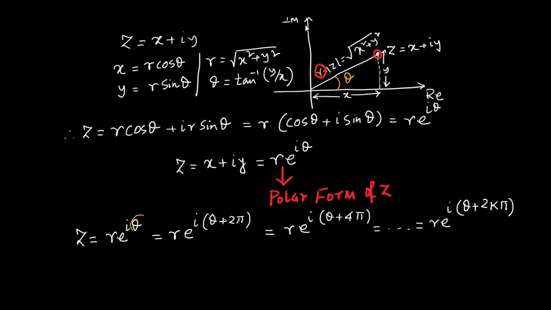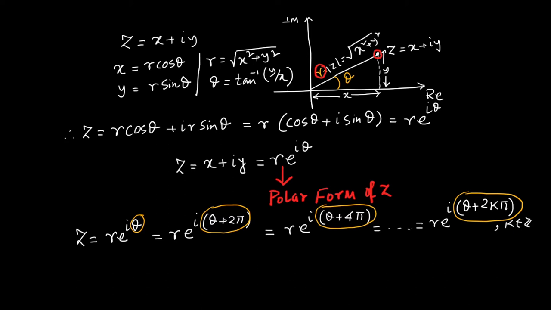So for this complex number z, this angle theta can be theta plus 2 pi also. That will also represent the same z. Can be theta plus 4 pi also. Can be theta plus 2 k pi also, where, remember, this k is an integer. That means this k can be negative also.